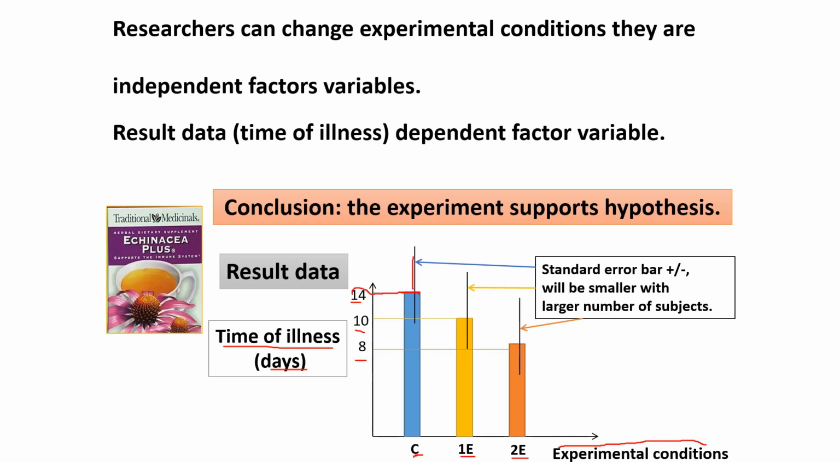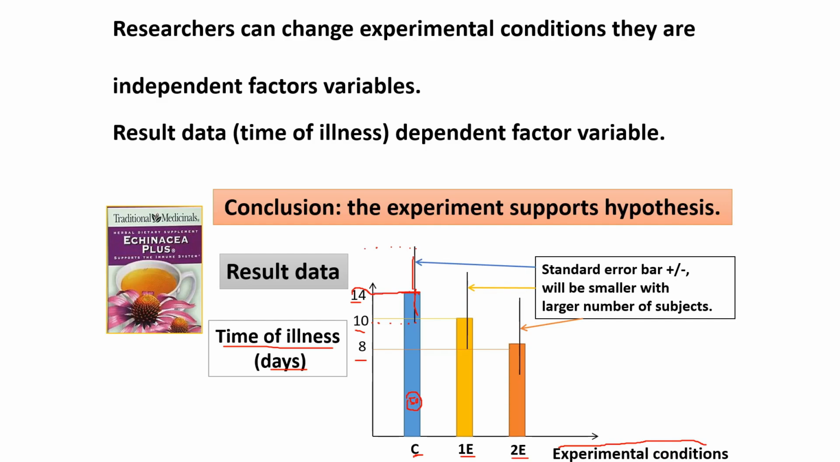What does this show? This line is the standard error bar, plus or minus. It will be smaller if we select not the 50 subjects we have but, for example, 200 or 500 subjects. So the error bar will be small. It means that on average they were sick 14 days, but some were sick 9 days, and some maybe 20 days.